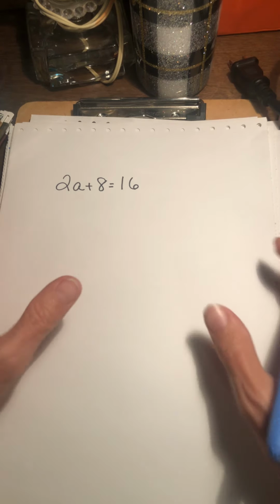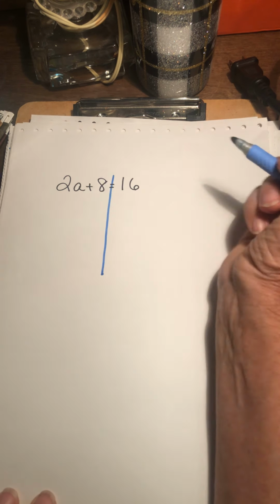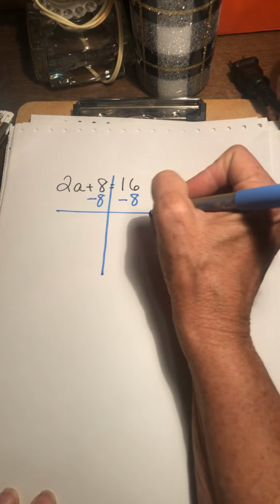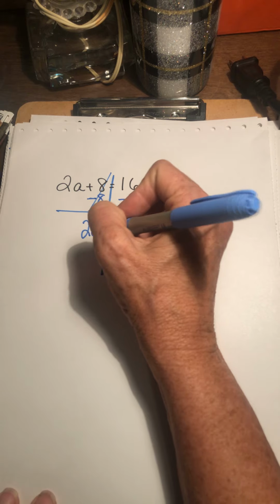Here's another one. I'm going to let you do it, pause the video, and I'll see you back here in a minute. Okay, first thing I'm going to do is draw my wall. Next thing I'm going to do is get rid of this positive 8. The opposite is negative 8 on both sides. Goes away. I have 2a on this side.